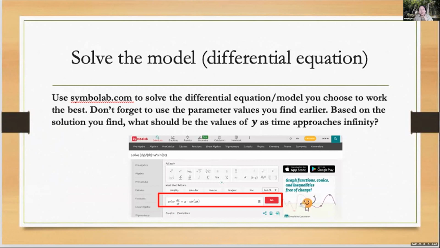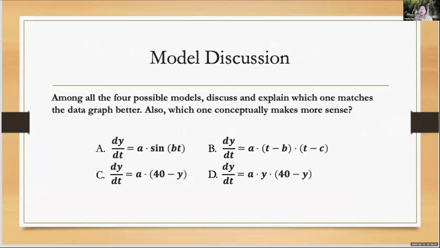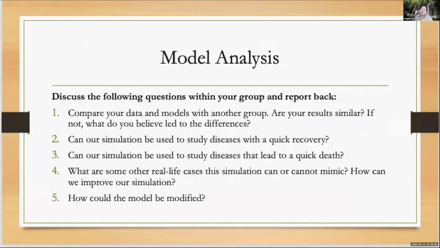So based on the solution you found with the help of SymbolLab, what do you think would be the long-term behavior of the number of infected population? What is Y going to be like as t approaches infinity? This is some kind of discussion we have from Calculus 1. So all students hopefully would feel comfortable providing some discussion about this. And then we sit together, we report back about what they believe, we vote on which is the best model and discuss that. And we do some analysis afterwards.